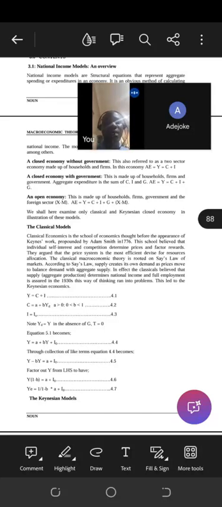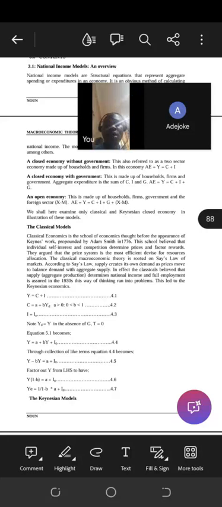So, like I said earlier, we have four economic agents. Do you remember them? We have the firm, the household, the government, and the one that remains, the foreign sector.